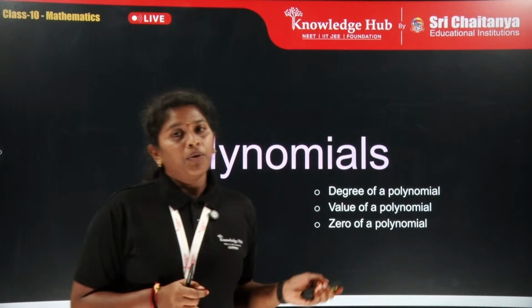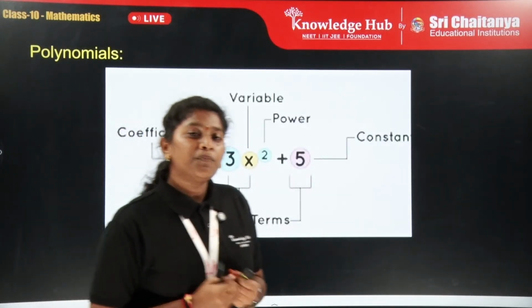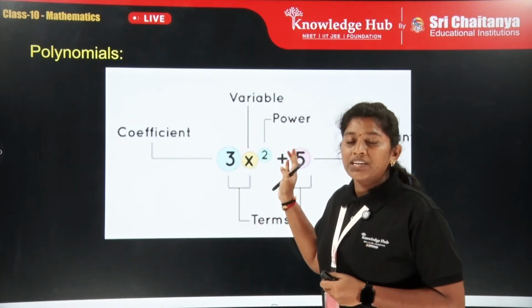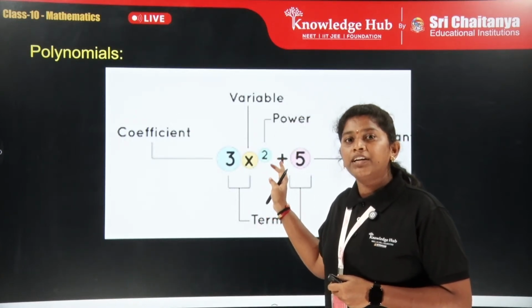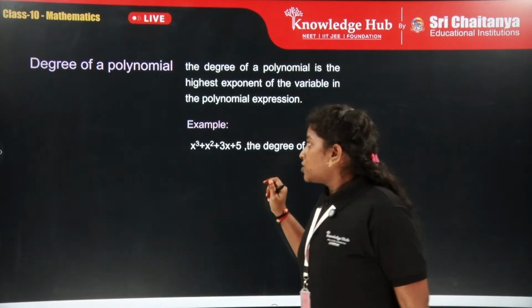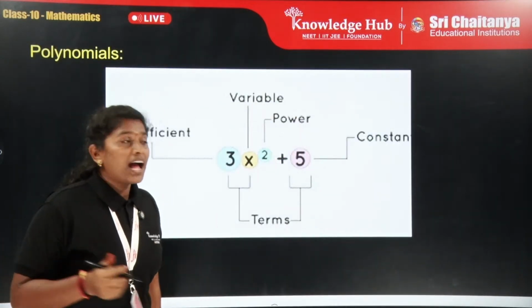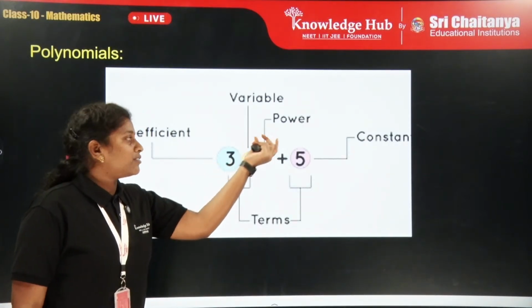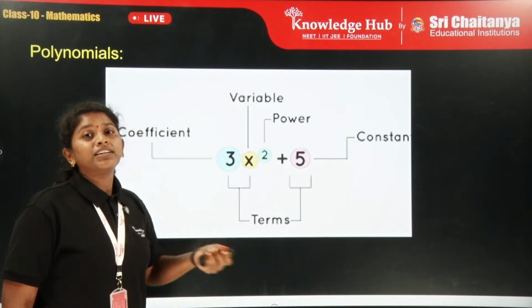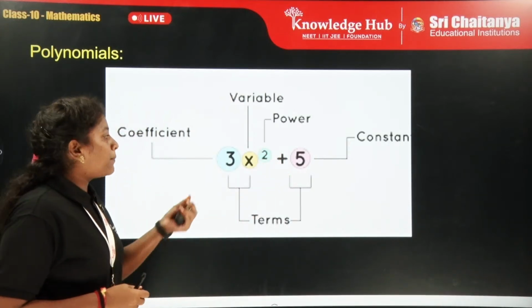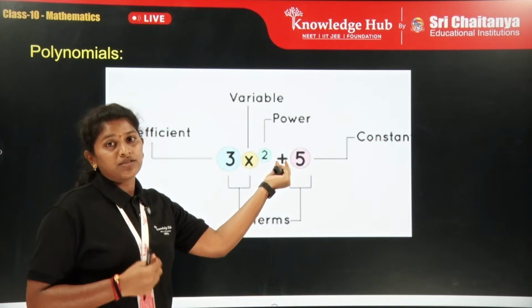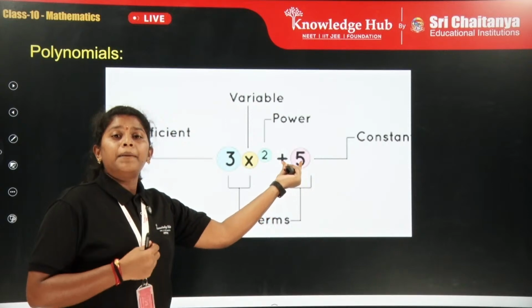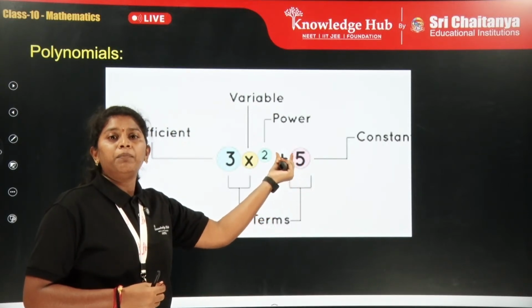Okay. So now moving to the first, that is, what is a polynomial. A polynomial is nothing but a collection of terms which have variables and mathematical operators between them. If you observe here, we have terms like 3x square plus 5. So 3x square is a term and 5 is also a term. What is a mathematical operator? The mathematical operators are plus or minus. The two terms are separated by the mathematical operator, that is, your plus.